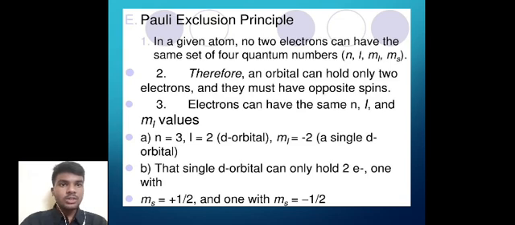For example, n equals 3, l equals 2, a d orbital. ml equals minus 2, a single d orbital. The single d orbital can only hold 2 electrons, one with m suffix s equals plus half and the one with m suffix s equals minus half.